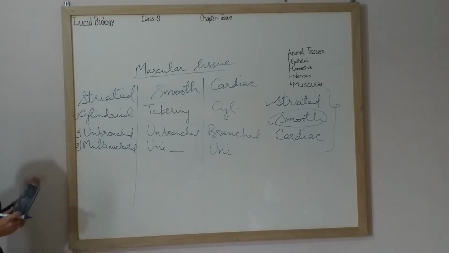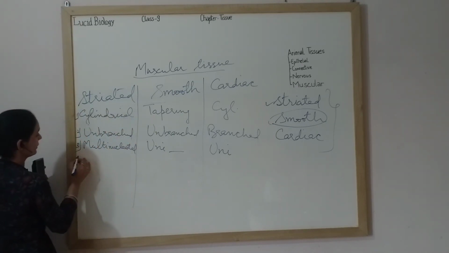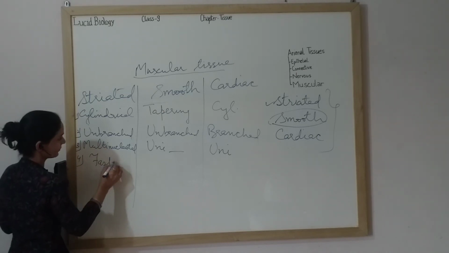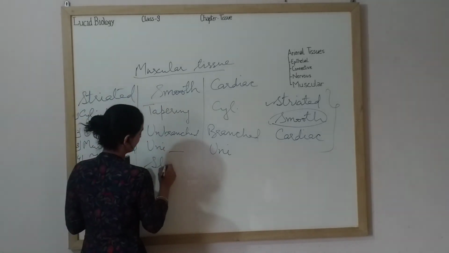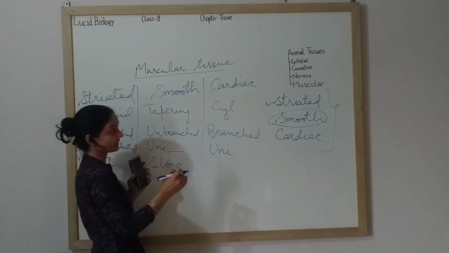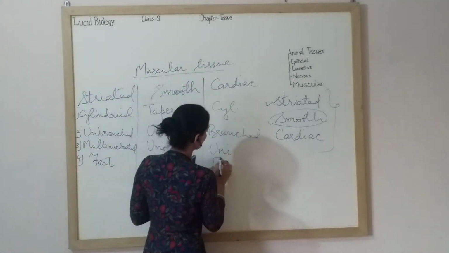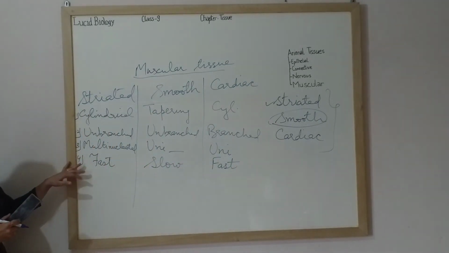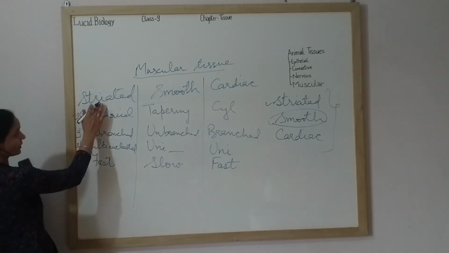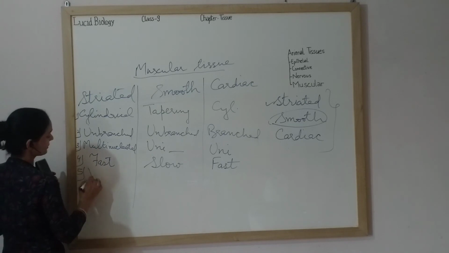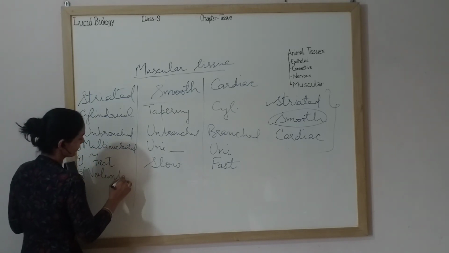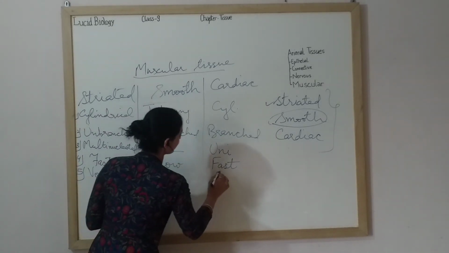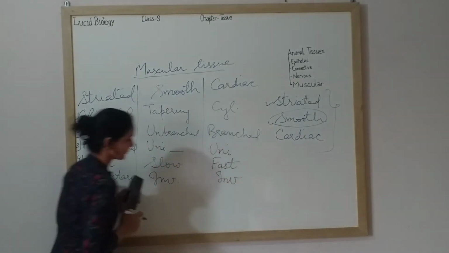Yes. The next difference is how they work. Striated muscles work fast. Smooth muscles work slowly. They show slow contraction and relaxation. Cardiac muscles also work very fast. Next, we can control the functioning of striated muscle, which means they are voluntary in action. These two are involuntary in action.